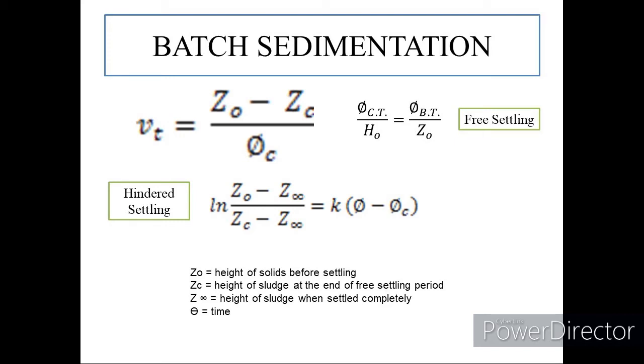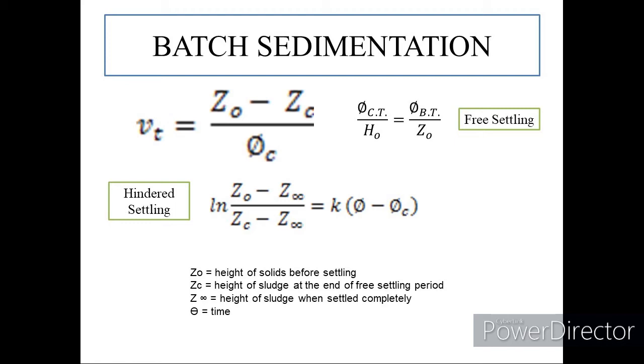So for the formulas that we are going to use in this batch sedimentation, for a free settling, meron tayo dyan yung time of the commercial tank divided by the original height in that tank is equivalent to the time if we have the batch test divided by the original height in our cylinder during the batch test. We also have the rate is equal to the original height minus the height of the sludge at the end of the free settling period divided by the time.